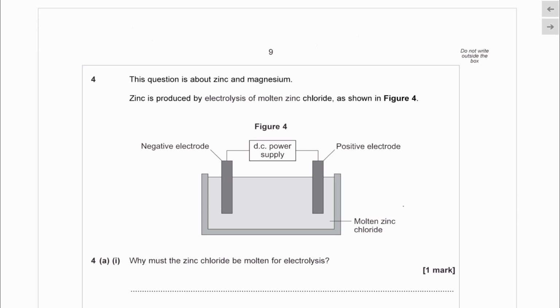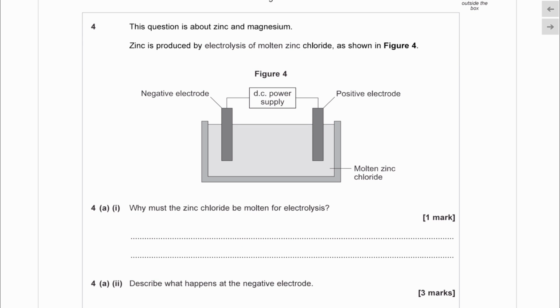All right, so let's take a look now at question 4. So it says, this question is about zinc and magnesium. Zinc is produced by electrolysis of molten zinc chloride as shown in figure 4. And we've got this diagram here which shows the electrolysis setup. For A part 1, it says, why must the zinc chloride be molten for electrolysis?